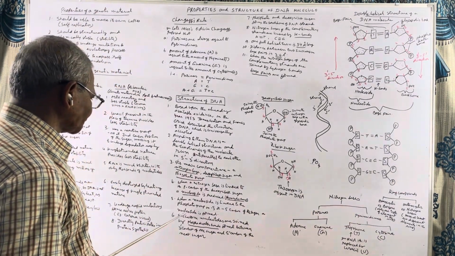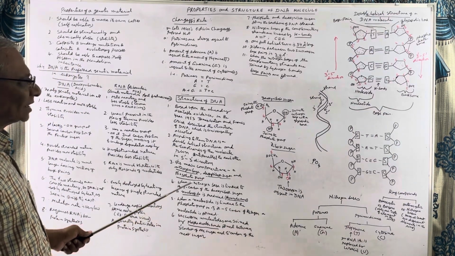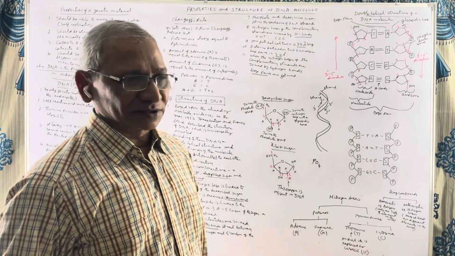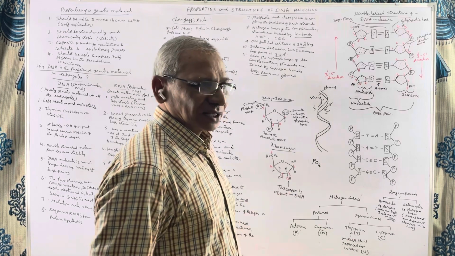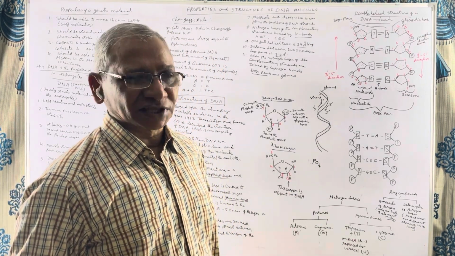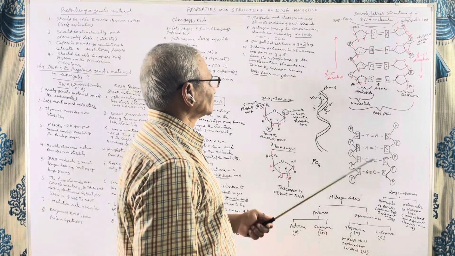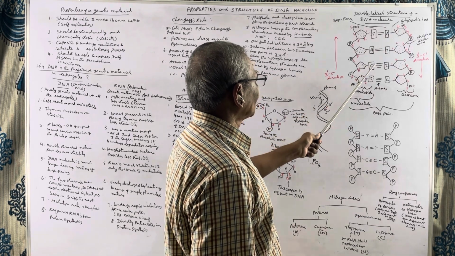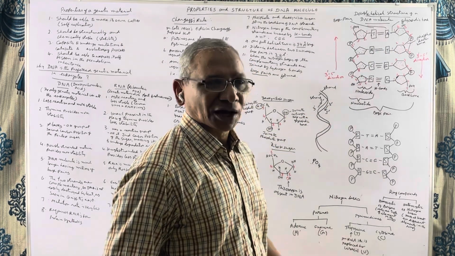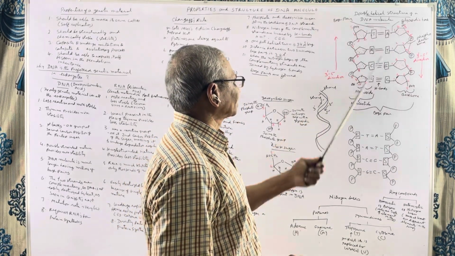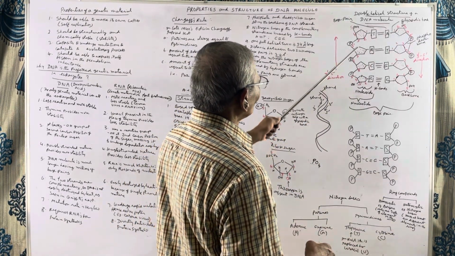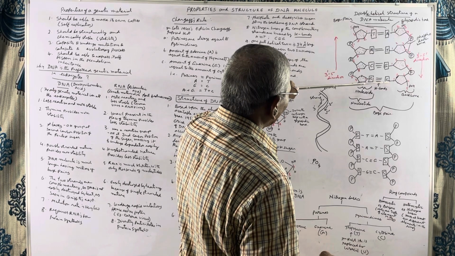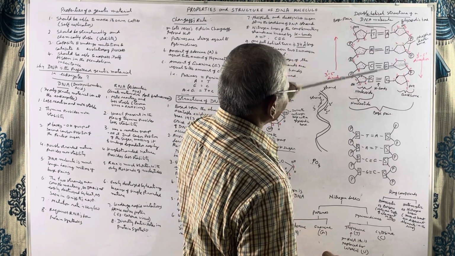Then, the two strands are complementary to each other. The two strands of DNA molecule are complementary to each other. What is the meaning of complementary? Always, thymine joins with adenine and cytosine joins with guanine. Or reverse, vice versa. Guanine with cytosine and adenine with thymine. Here, if you know the base sequence of one strand, you will automatically know the base sequence of the other strand.